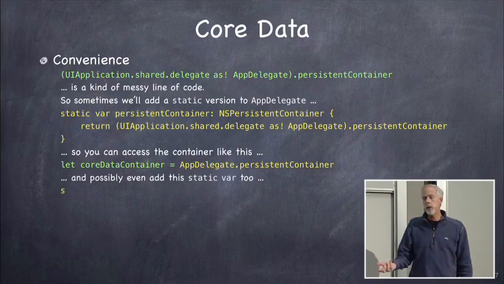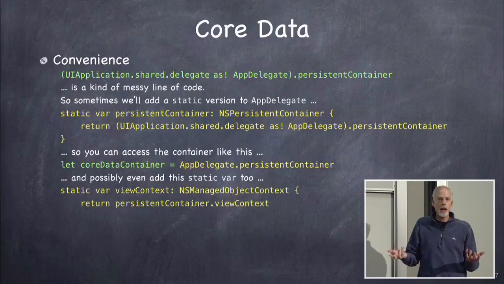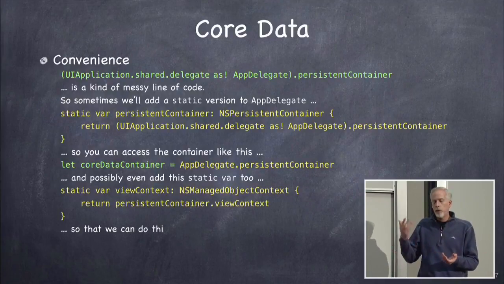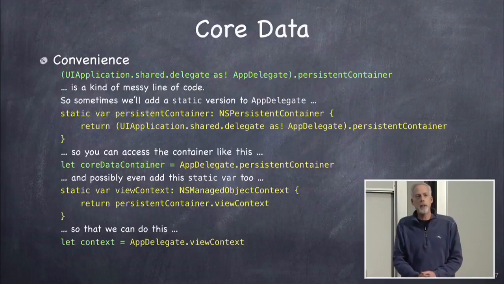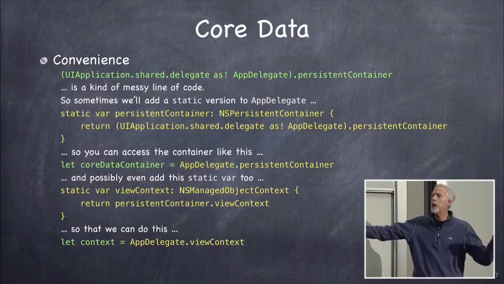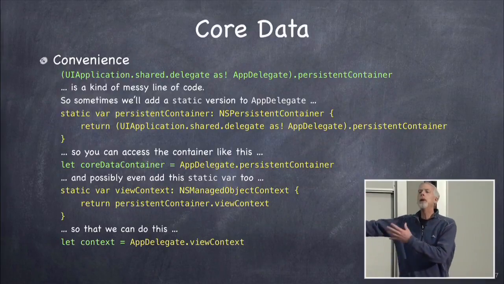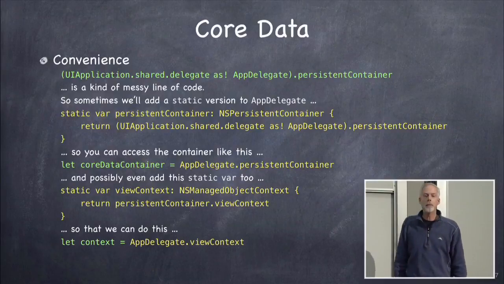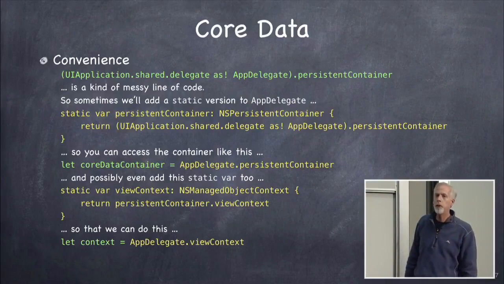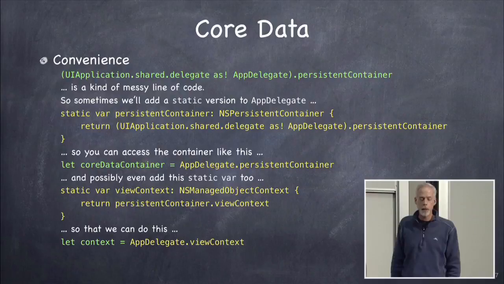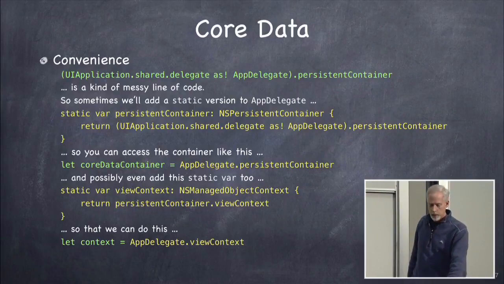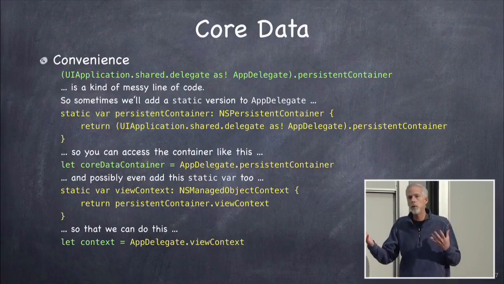And we can do the same thing with view context. You might create a static called view context. And for the rest of these slides, you can assume I've done this, which is good because typing that long messy thing would make all my slides spill over the edge. So I'm going to use this shorter version as well. And you're welcome to create these static vars in your app delegate if you want to make your code a little cleaner. Now, this view context and the persistent coordinator are shared.